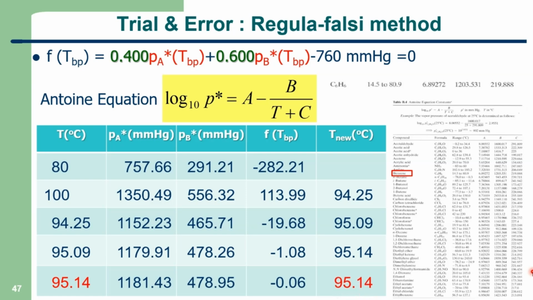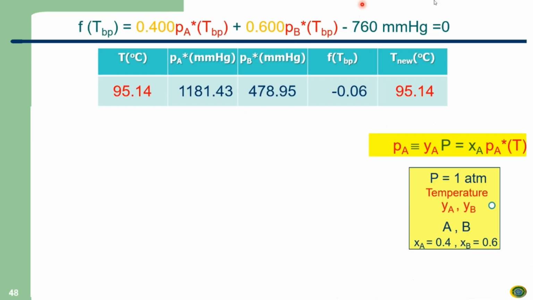Right, so 95.14 is the bubble point. Okay, and then what happened? What do you want to get? So you get this answer here. And now you want to know the molar fraction in gas phase.